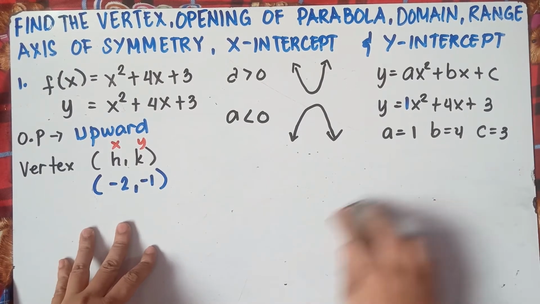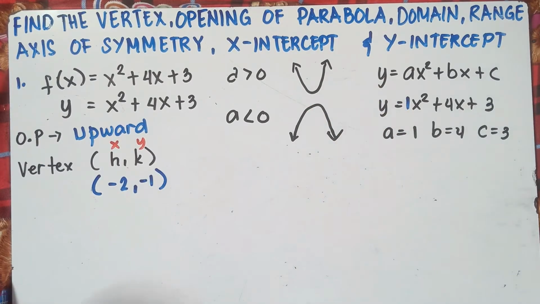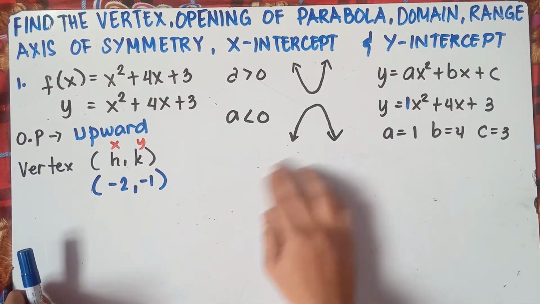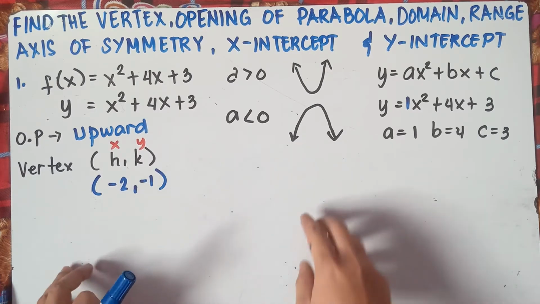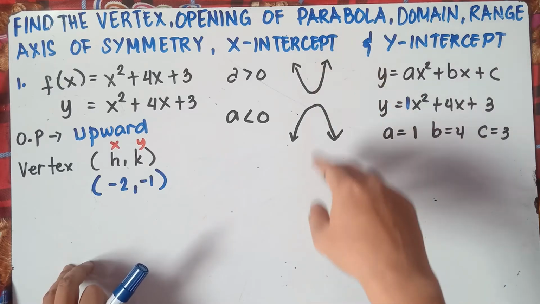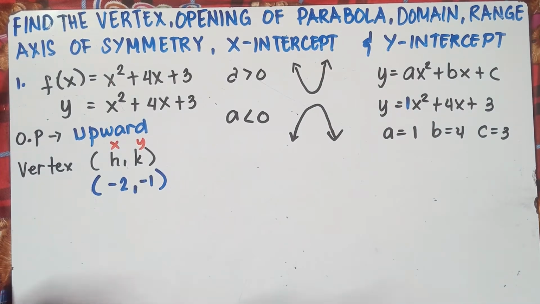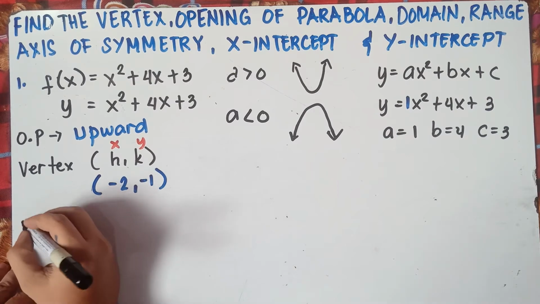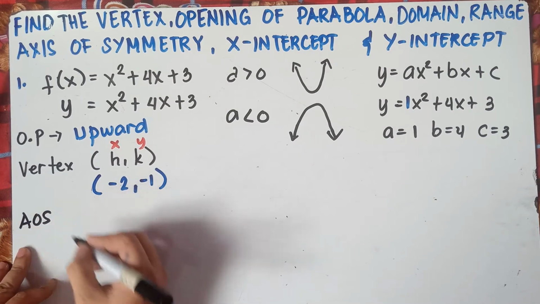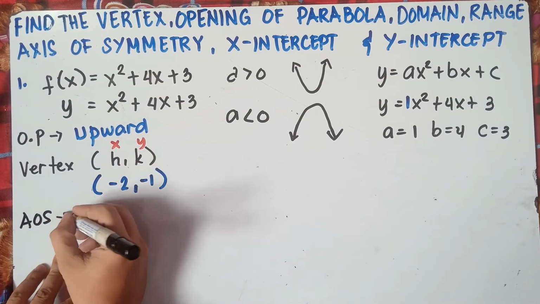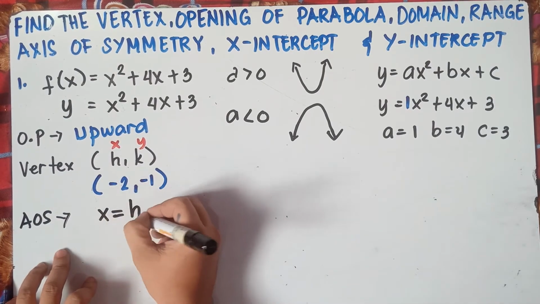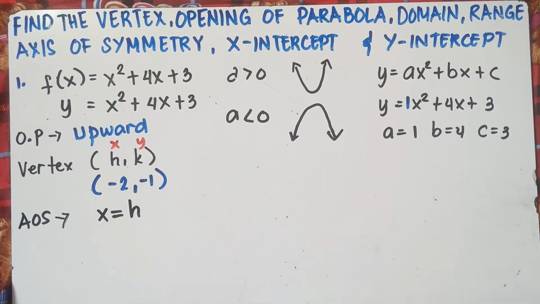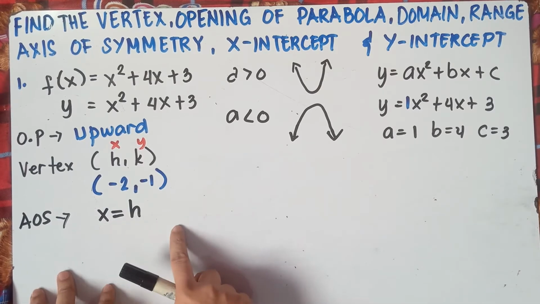Now if your parabola opens up and down, so upward and downward, the formula of the axis of symmetry, I will just put AOS, class, axis of symmetry. The formula says axis of symmetry, that would be x equals h. That's it, class. x equals h. That's how you find the axis of symmetry equation.